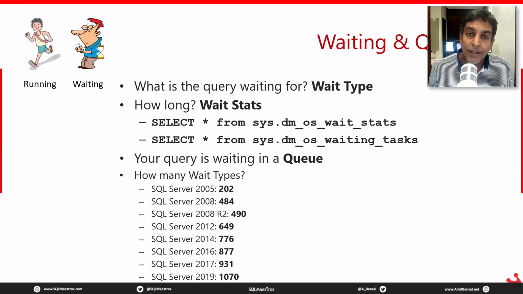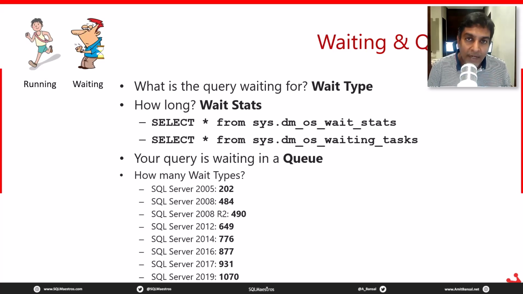SQL Server thankfully records what your query is waiting for, and that is where this waiting and queuing framework comes into the picture. In this framework, you have a wait type. There are hundreds of wait types that you might have to deal with. If you look at the numbers there, from 2005 to 2022, there are so many wait types. Not all of them are known, but some are popularly known, you commonly see them, and this is where we start our troubleshooting.